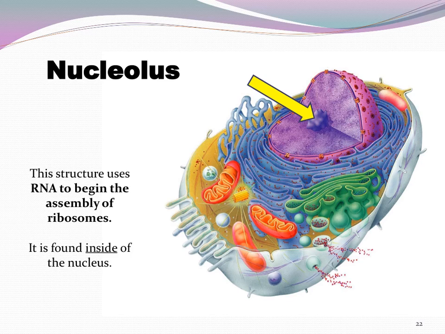This little kernel inside the nucleus is called the nucleolus. It uses RNA to begin the assembly of ribosomes. Make sure you know how to spell it correctly, and make sure you know that it's different from the nucleus.